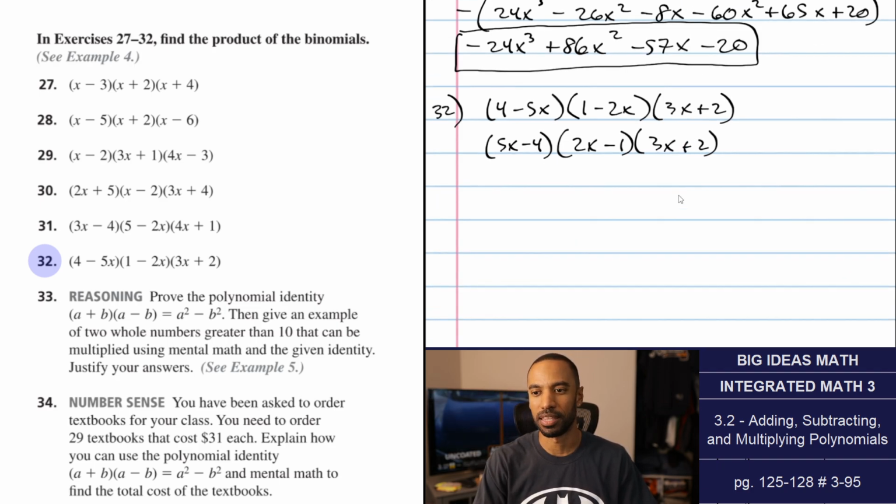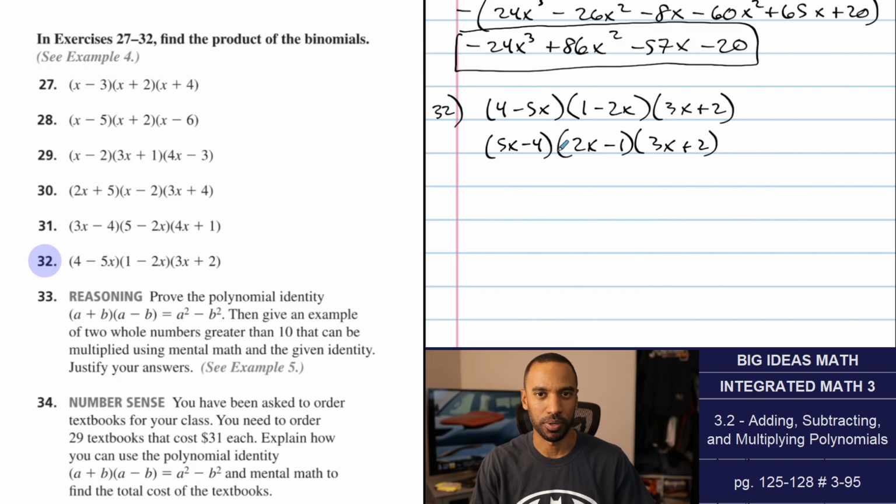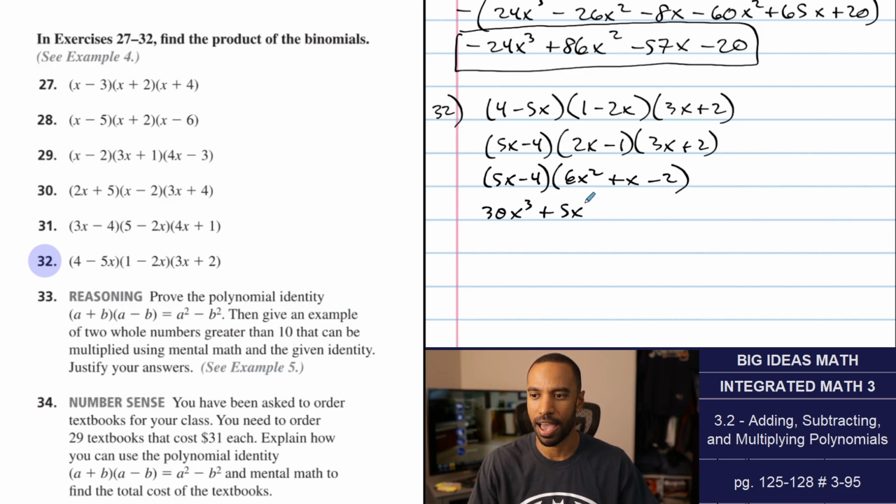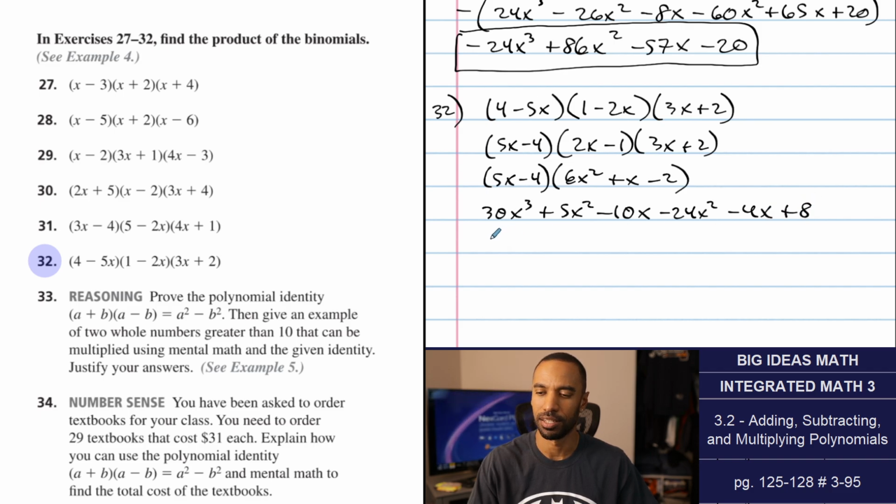Now, that's not something that even the book would be preaching right now. Factoring doesn't come for 2 more sections. But I'm going to do it. We've done factoring in the past. Leave 5x minus 4 as is. Let's go ahead and FOIL this guy. We get 6x squared plus 4x minus 3x minus 2. And now we get to keep moseying along. 30x cubed plus 5x squared minus 10x. Then negative 4 distributes. We got negative 24x squared minus 4x plus 8.